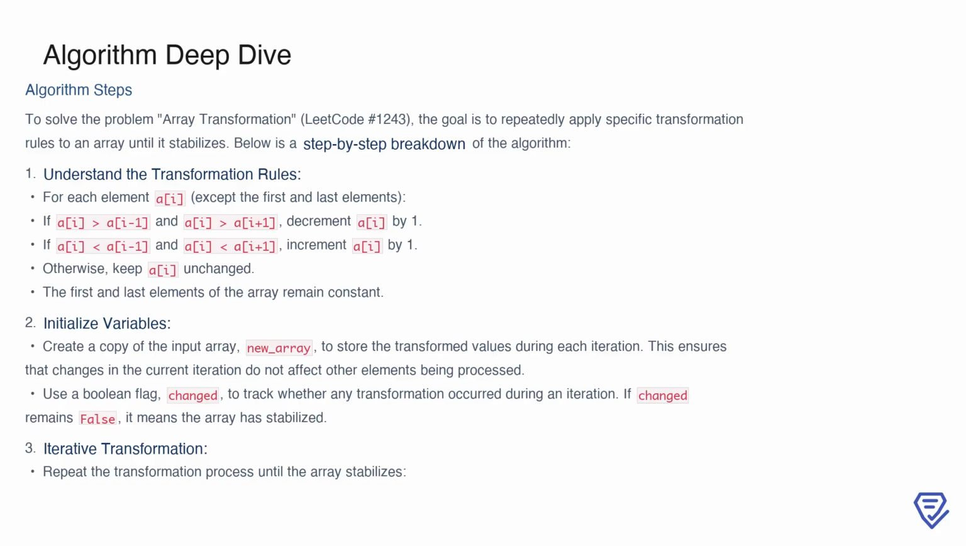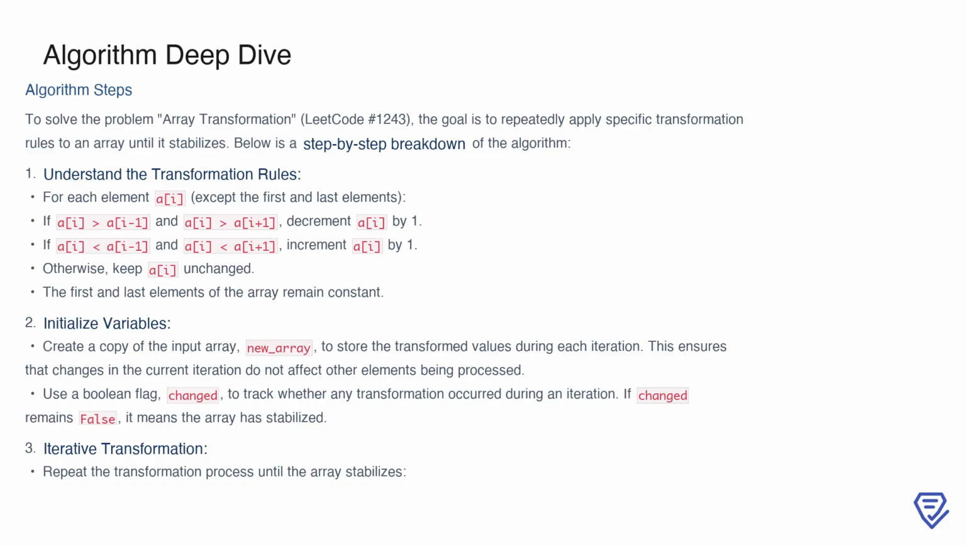To solve the array transformation problem, we need to repeatedly apply a set of transformation rules to an array until it stabilizes. Let's break it down step by step. First, the transformation rules. For each middle element in the array, if the value is greater than both of its neighbors, we decrease it by 1. If it's smaller than both neighbors, we increase it by 1. Otherwise, the value remains unchanged. The first and last elements of the array are special cases and remain constant throughout.